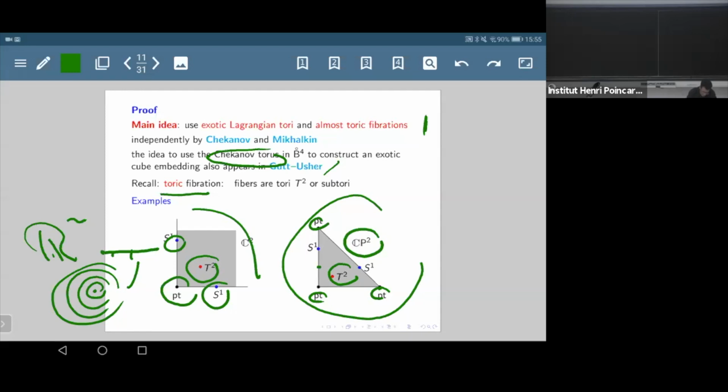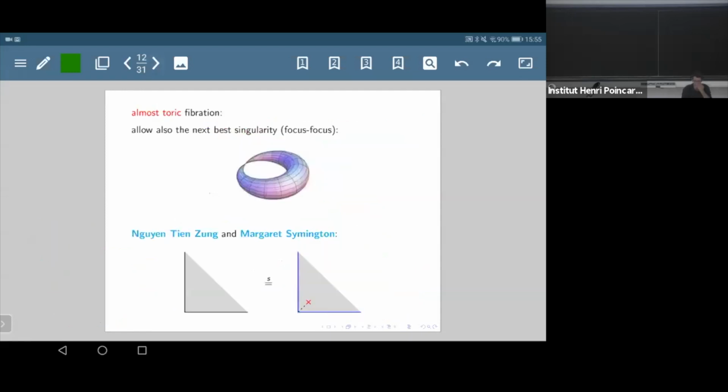So toric fibrations are nice, but they are a bit special. Now, somewhat strangely, you make them worse, and you change a beautiful torus fibration into an almost toric one, but then you capitalize on that very much. So almost toric fibrations are the following: you make them more general.